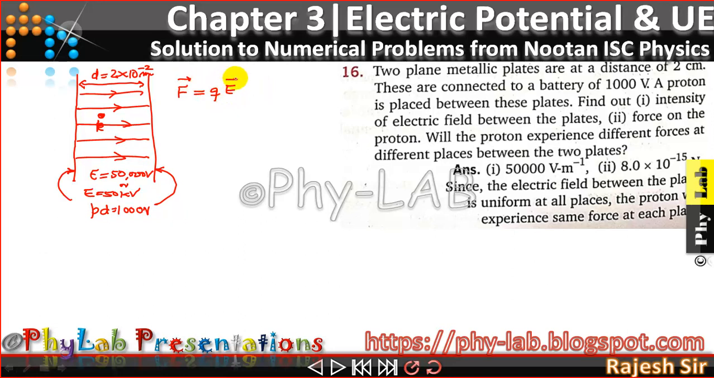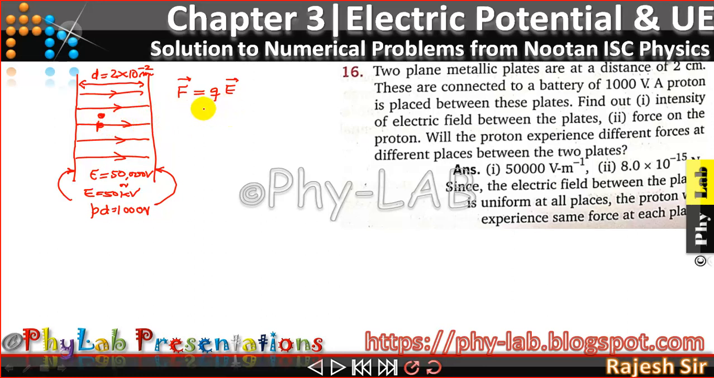If it is a positively charged particle, then the force will always act in the direction of the electric field. If it is a negatively charged particle, then this force will act in a direction opposite to the direction of the electric field, friends. Since this proton is a positively charged particle, the force will definitely be experienced by the proton in the direction of the electric field.